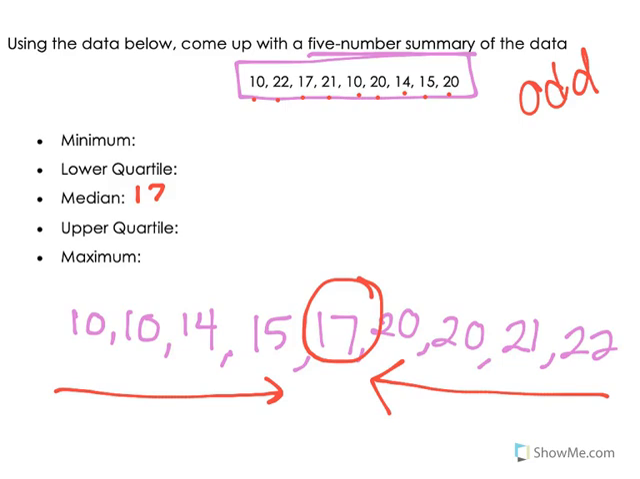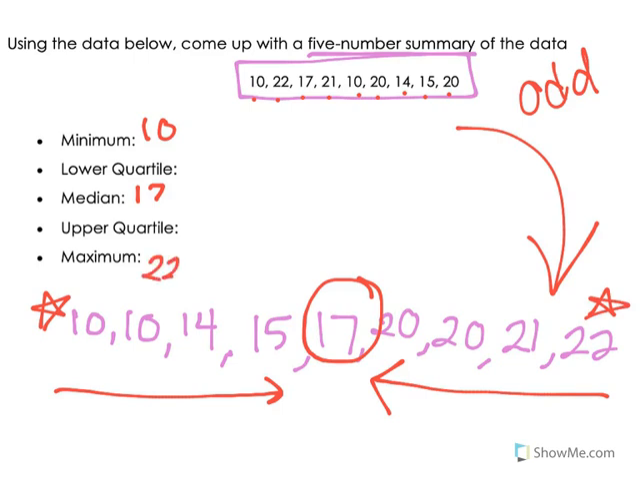I also know, just looking at this data set, we have yet to put it in a display, that it is very easy for me to pick out the minimum, the number furthest to the left, the smallest number, as 10, and then the maximum, the largest number furthest to the right, as 22.